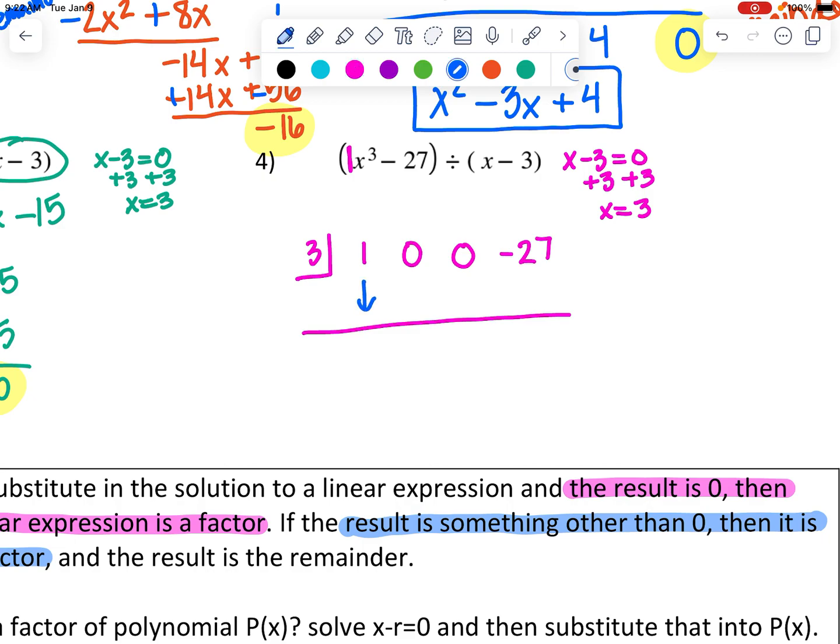Bring down our first coefficient, 1. 3 times 1, I get 3. Add straight down, I'm going to get 3. Then multiply 3 times 3, I get 9. Add straight down, I get 9. And 3 times 9, I get 27. Add straight down, I get 0. And we know that 0 represents our remainder. I started with x cubed. I divided by an x term, so it decreases by 1. I have x squared plus 3x plus 9.